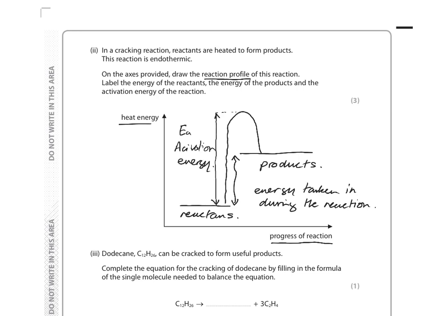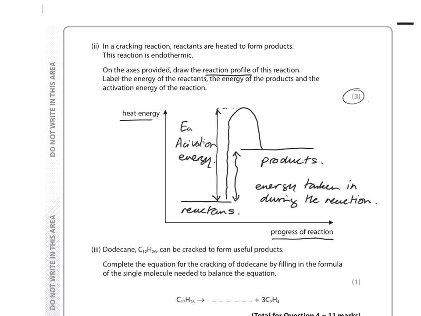Now, you needed the activation energy, and the reactants lower than the products. If you drew the correct diagram for an exothermic reaction and you labelled everything correctly, you actually got 2 out of the 3 marks. But that was the diagram that you needed for 3 marks.